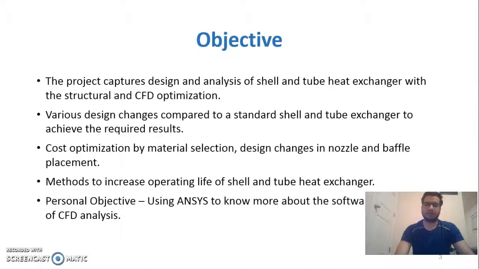So, the objective of my project would be to increase the efficiency. That's my basic objective. I'll be making various design changes to my CAD model on the basis of the results of ANSYS and the CFD analysis. So I would be changing the angles of the baffles, the size of the nozzles and placement of them in order to achieve the highest efficiency.